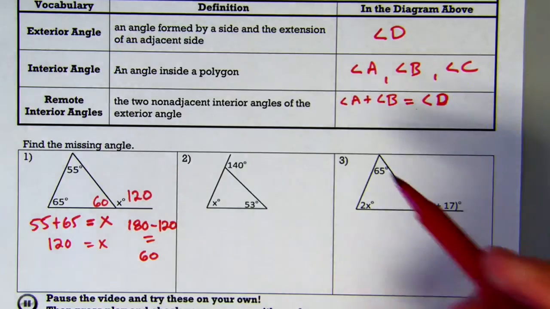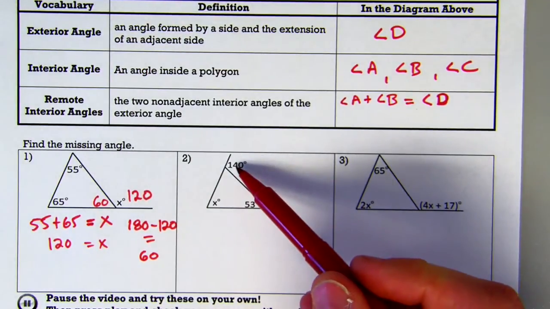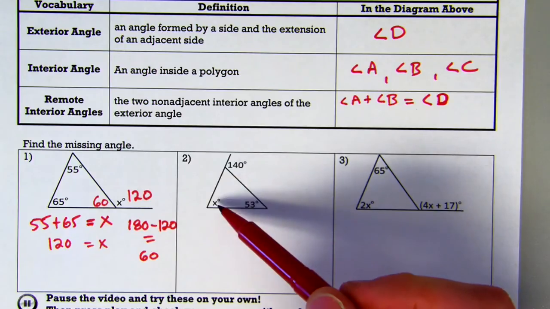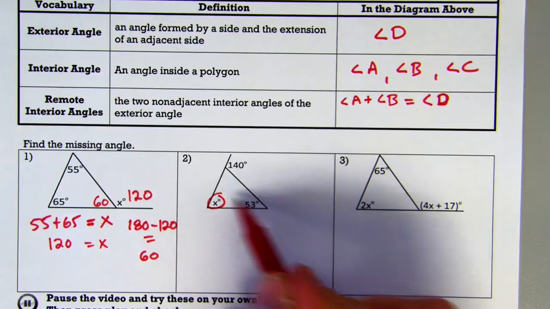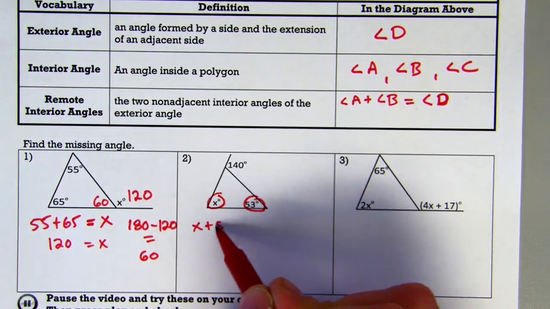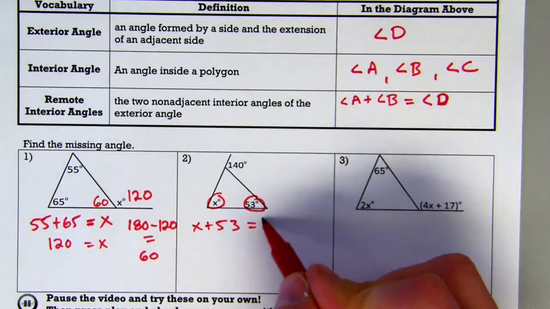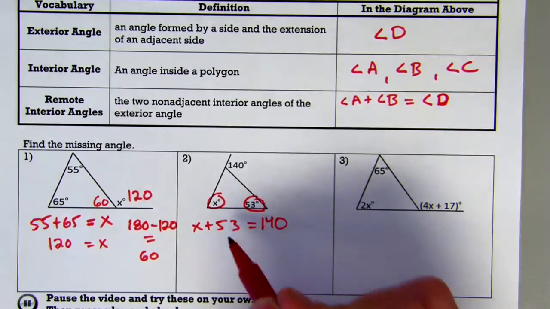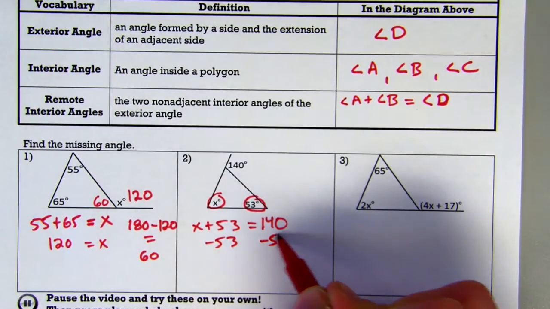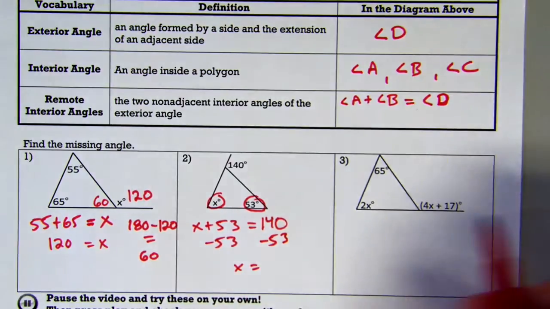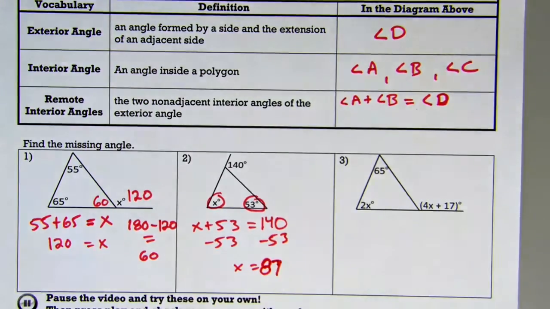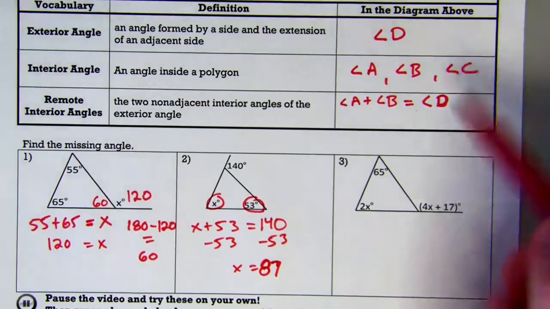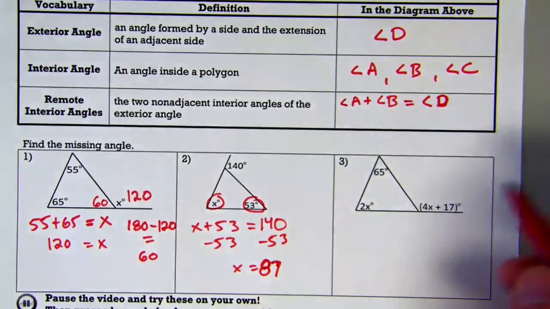All right, number two. Now I understand that I know what my exterior angle is, but one of my remote interior angles is missing. So it's still the same theorem. It's still my two interiors. So x plus 53 is going to equal my exterior, which is 140. Subtract by 53 on both sides, and I get a value of x is equal to, should be 87.